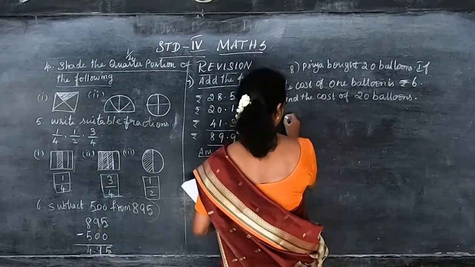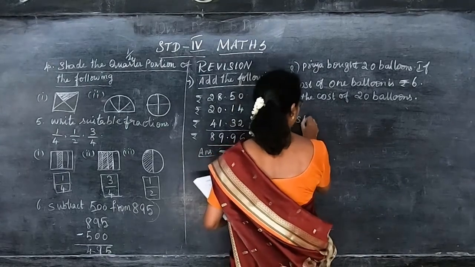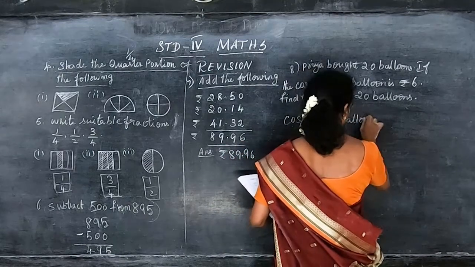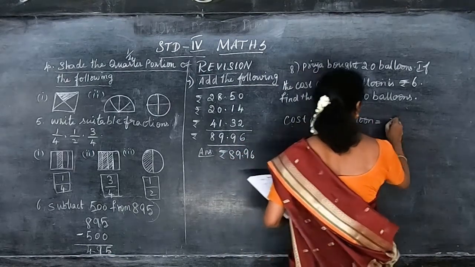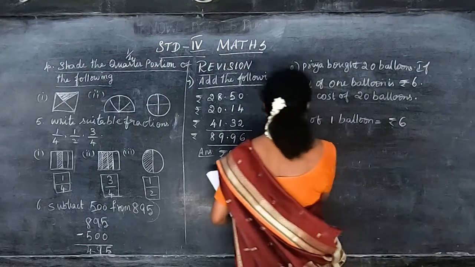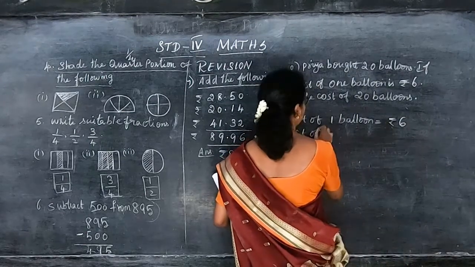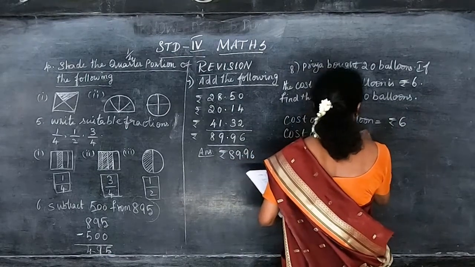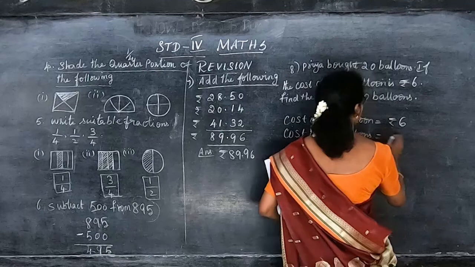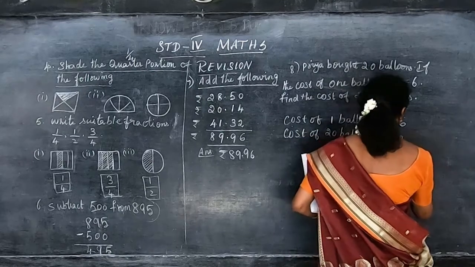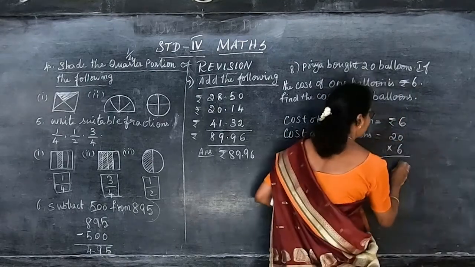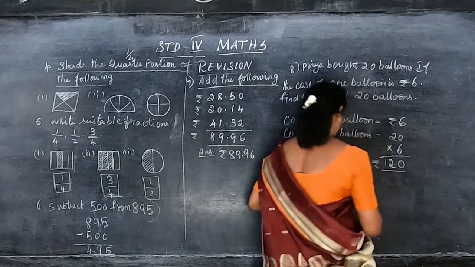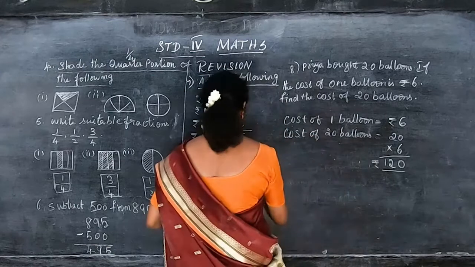So you have to write the statement. Cost of one balloon is equal to rupees 6. Cost of how many balloons is she getting? 20 balloons. 20 balloons is equal to 20 into 6. Multiply. 6 zeros are 0, 6 twos are 12. So that is rupees 120. Okay. Then ninth sum.